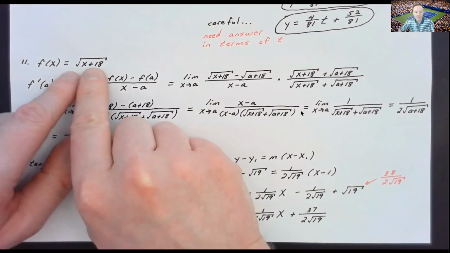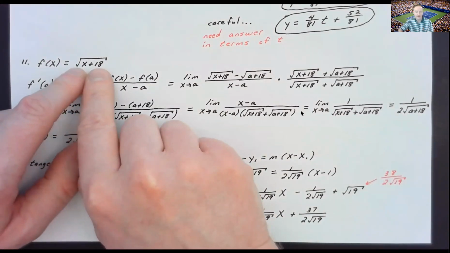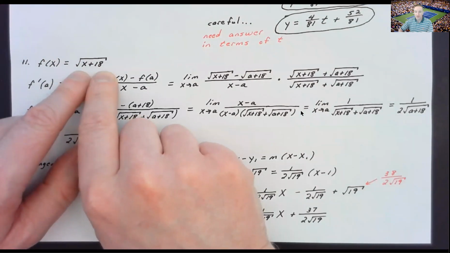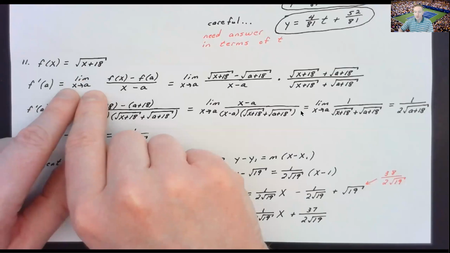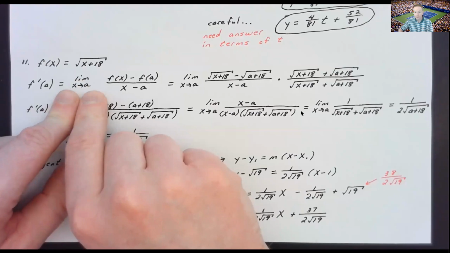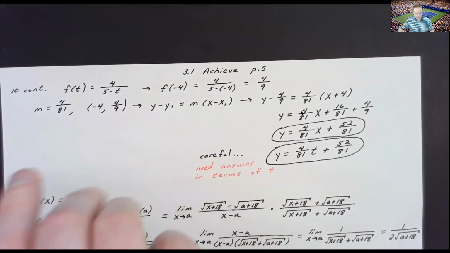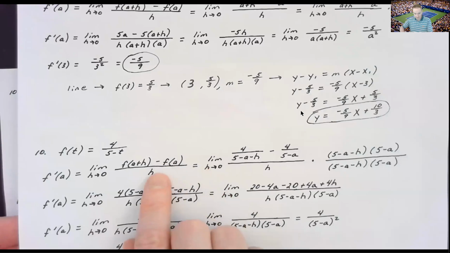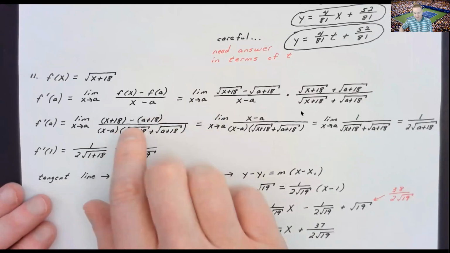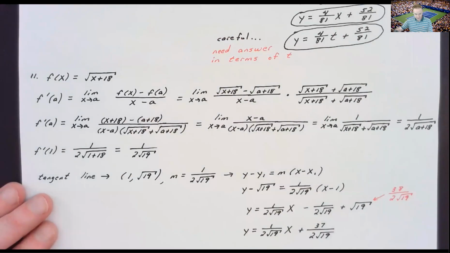In this problem, I have this square root function here, the square root of x plus 18, and I chose to go ahead and use the other definition of the derivative in this case. You could stick with the f of a plus h minus f of a over h. It will lead to the same answer. I just think it works a little bit nicer with this one.